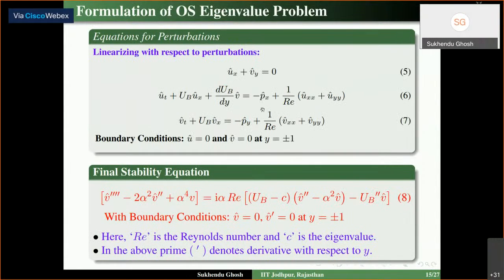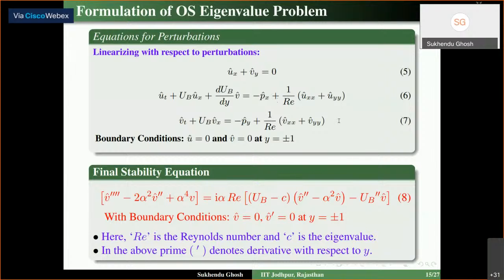Next, I have linearized the equation for the variables with cap to get linear equations, because the non-linear terms are very small here. In this linearization process, I get a much simpler equation which contains no non-linear term with respect to the perturbation quantities, that is, the unknown variables u cap, v cap and p cap. So these are all linear equations.